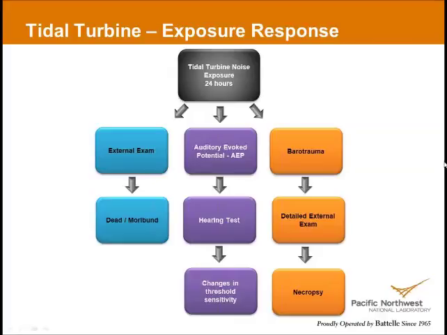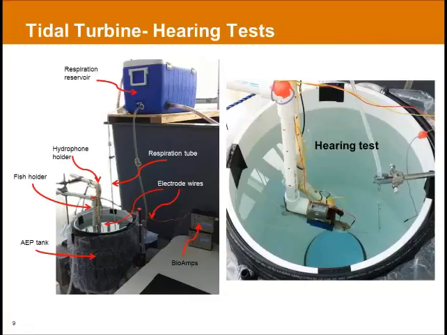And I forgot to mention that the fish that we used were juvenile Chinook salmon, because they're a listed species and of high importance. So the picture on the left is the entire auditory evoked potential setup. And the picture on the right is actually looking inside the test chamber at a fish.